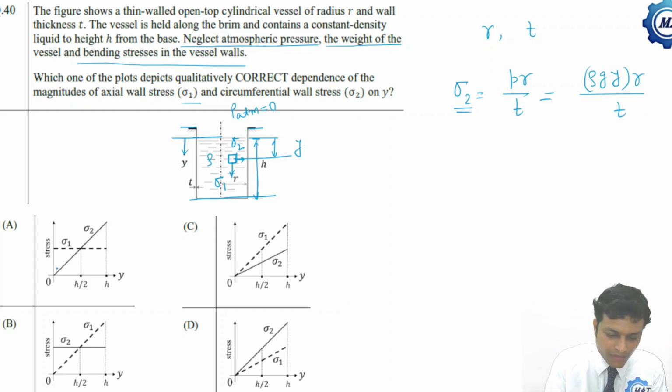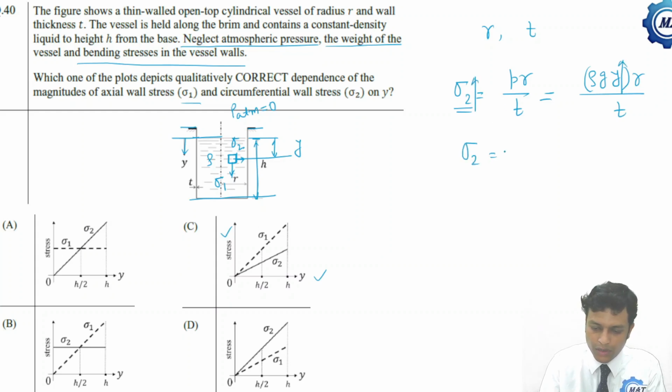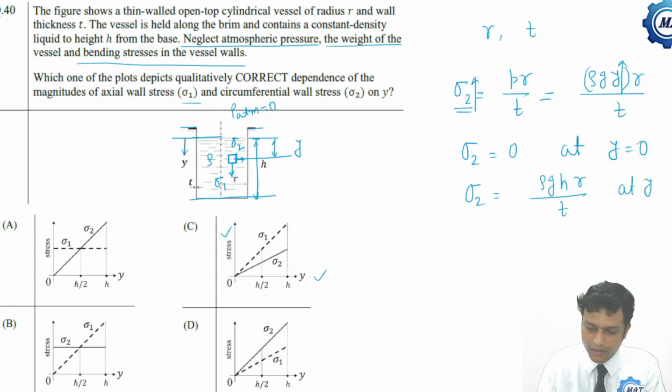That is, here is the stress versus y plot. As y increases, sigma 2 increases, and sigma 2 is 0 at y equal to 0 and sigma 2 equals rho g h r by t at y equal to h. That is the maximum value. So that is linearly varying. So this option is giving the correct sigma 2.